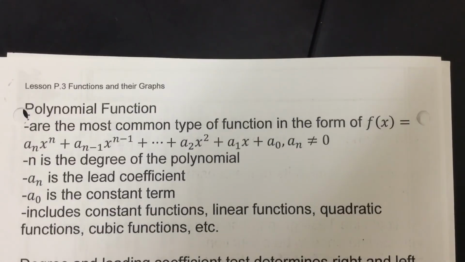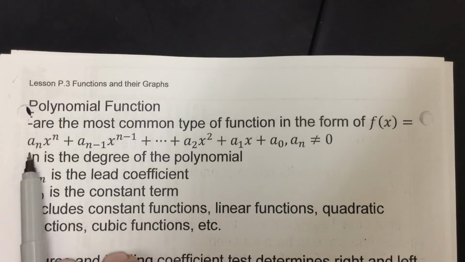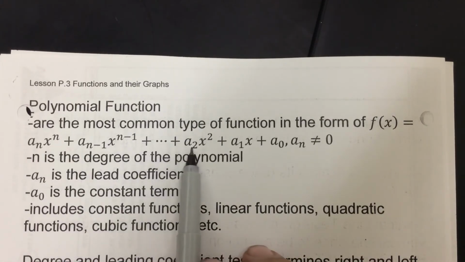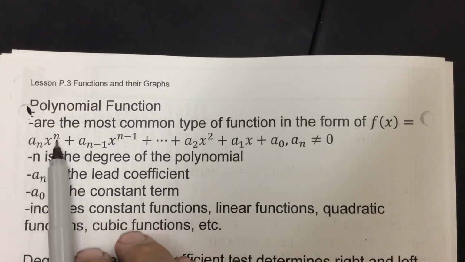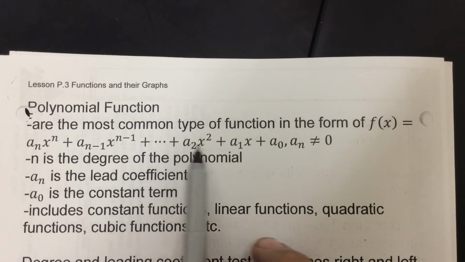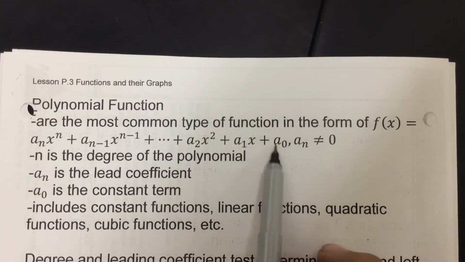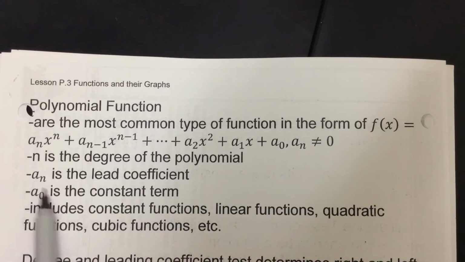We focus on the polynomial function here. Polynomial functions are going to be the most common type of function, and we have it in the form of f of x equals a sub n x to the n plus a sub n minus 1 x to the n minus 1, on down. So really what that's saying is we're going to have our biggest exponent, then our next biggest exponent, and work our way down to where we don't have any exponent for our variable x. And that a is just the coefficient that's in front. So a sub n is going to be your leading coefficient.